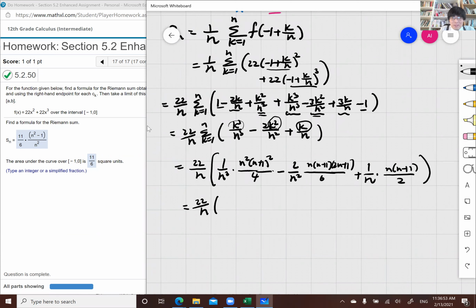This n square is canceled, so it's going to be 4n, n plus 1 square. And in the second term, you can reduce 3n, so it's going to be 2n. You can factor out 2n, so you're going to get 3n here and n plus 1 and 2n plus 1. And in this one, you can reduce n, so you get 2 here and n plus 1 here.